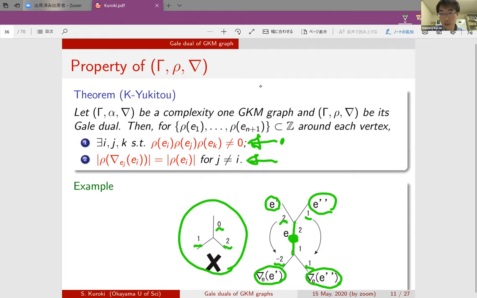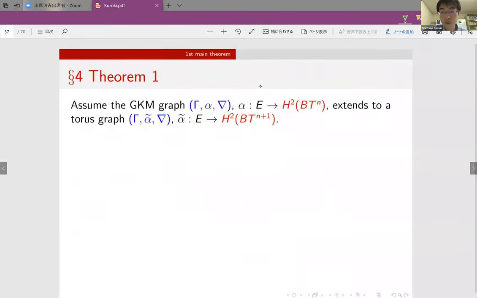So this is the property which I found with Yukito. And Yukito has already graduated. At his final defense, Tomoo Matsumura was sitting in, and at that time he was really interested in Yukito's talk. So we continued this work with Tomoo Matsumura.